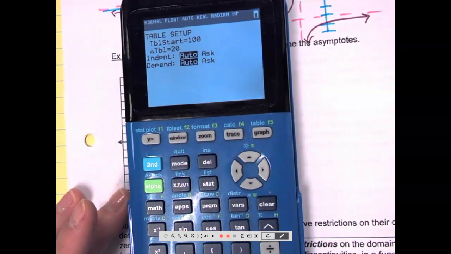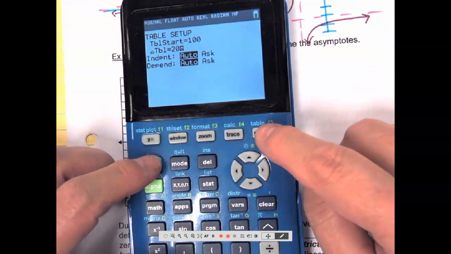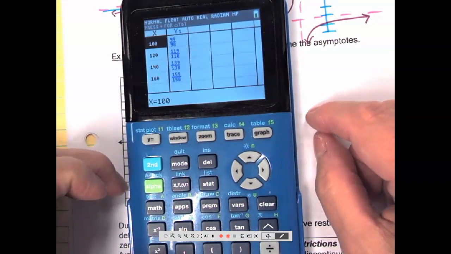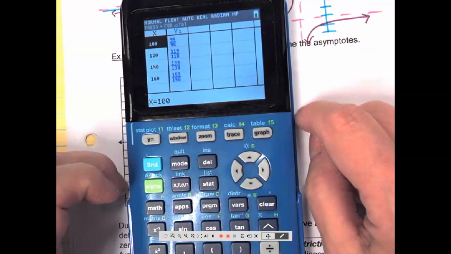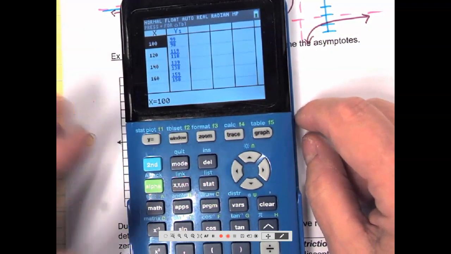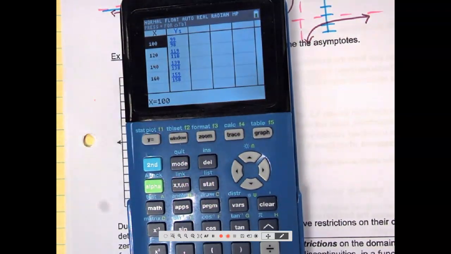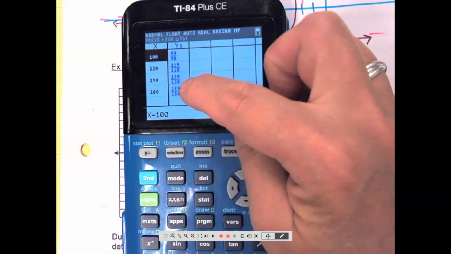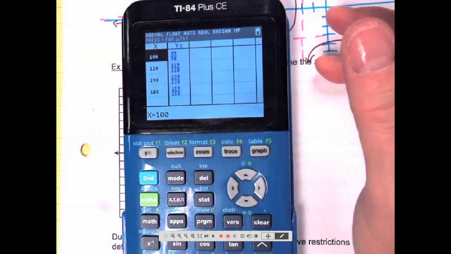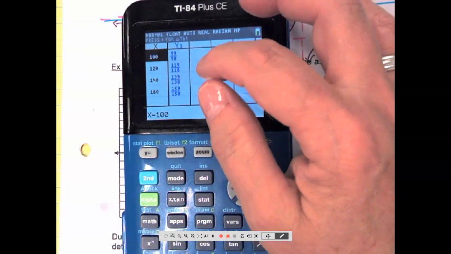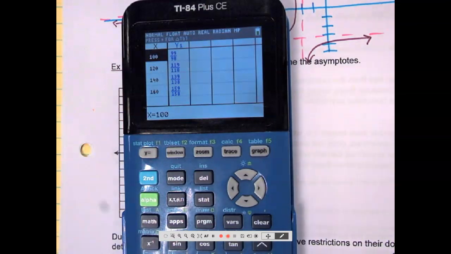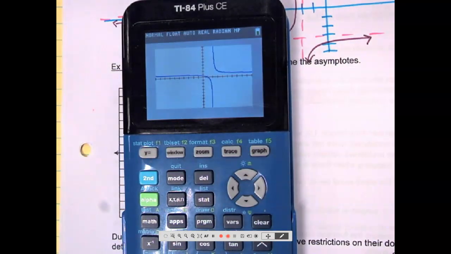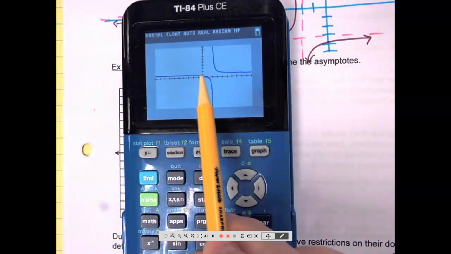Now, let's go back to the table. So second graph will get us back to that table. Are yours in fractions or decimals? Okay. I don't know how it decides what it wants to do with these. Look at those fractions. What are they really close to? 1, right? Look, 159 over 158, that's practically 1. 119 over 118, that's practically 1. So that tells me that that's what those y values are approaching, y equals 1. That verifies that on my graph, the horizontal asymptote is 1.